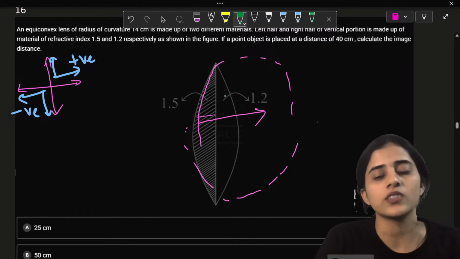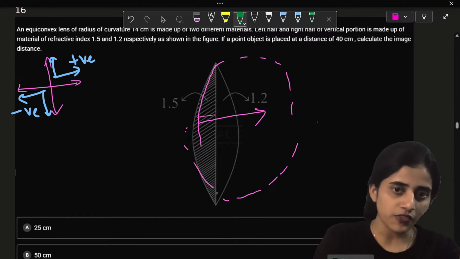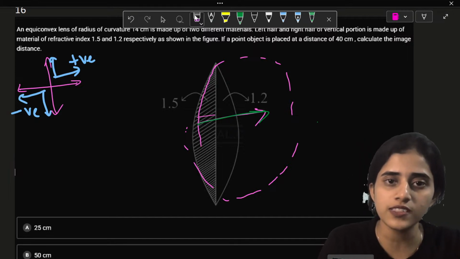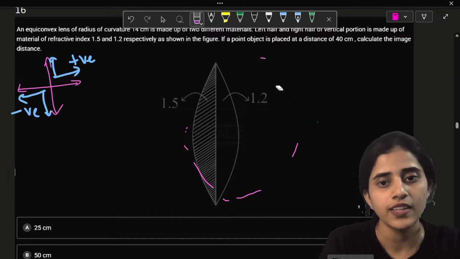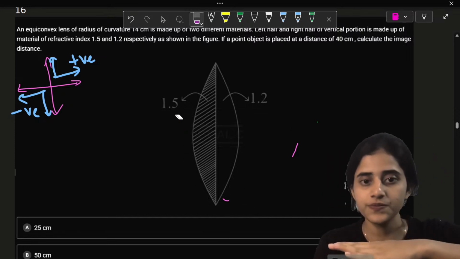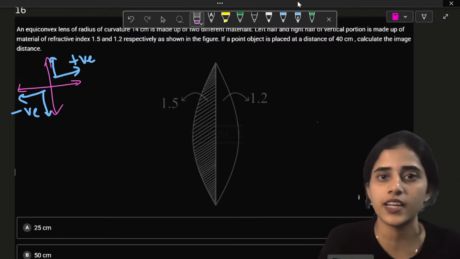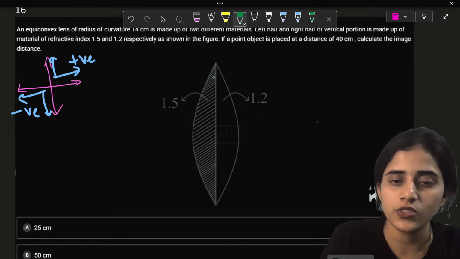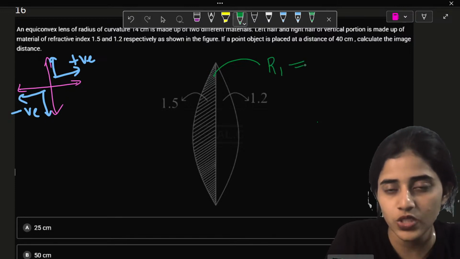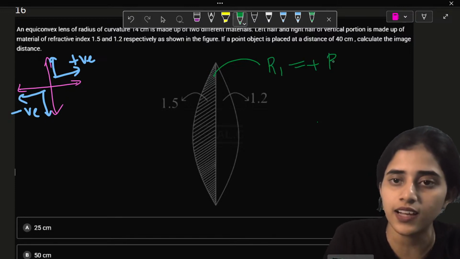Now, for my first surface, the radius will be towards this side. So for this surface, will the radius be positive or negative? It will definitely be positive because it's measured towards this side. Anything measured towards this side is positive. So here R1 will be plus R.